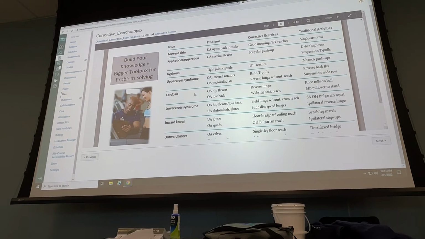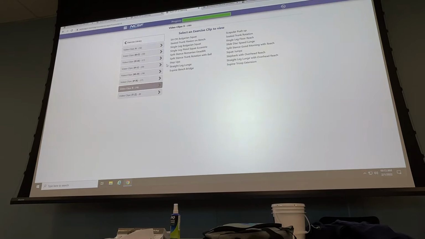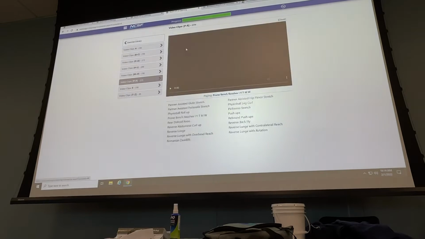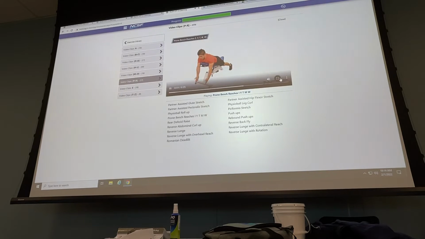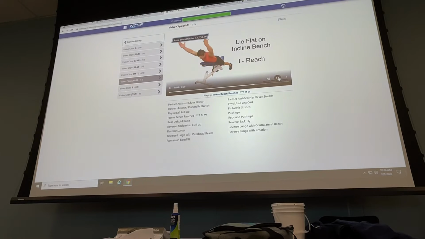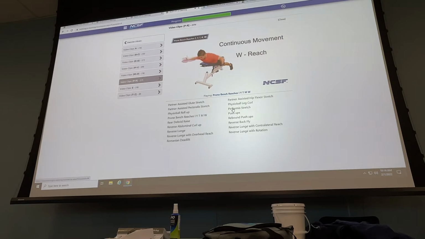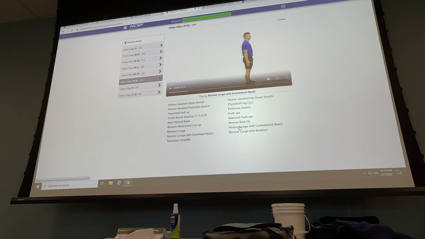You have reverse back flies, suspension wide row. Let's see if we can see that reverse lunge, if they have that one available for us. What do y'all think? Reverse lunge. Well, here's some of those reaches. So these would all be corrective exercises here. You can use a bench here on an incline. You can also use an exercise ball. Okay, here's that reverse lunge with contralateral reach.